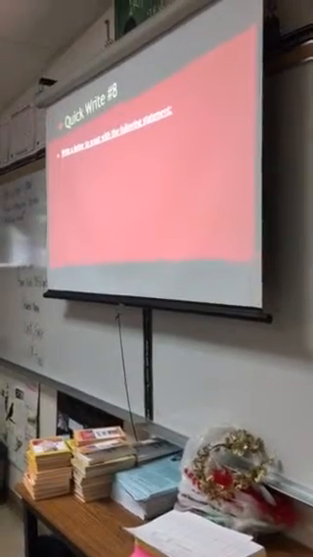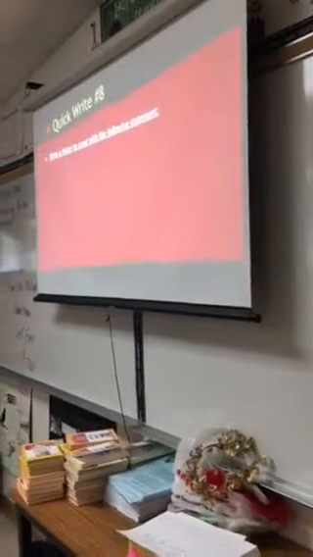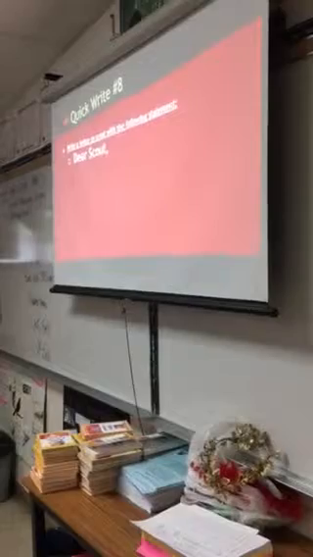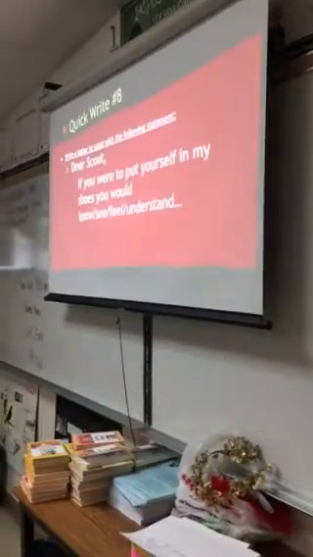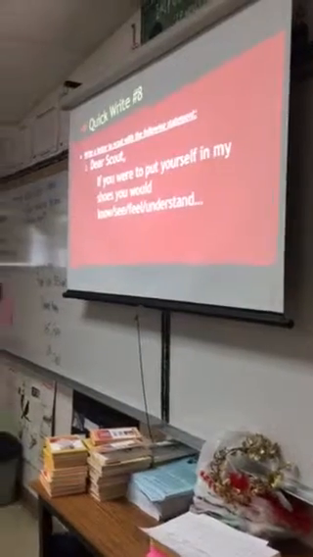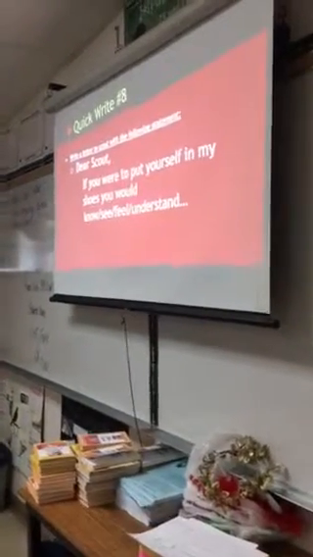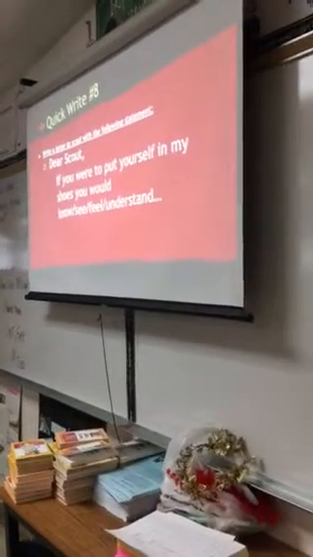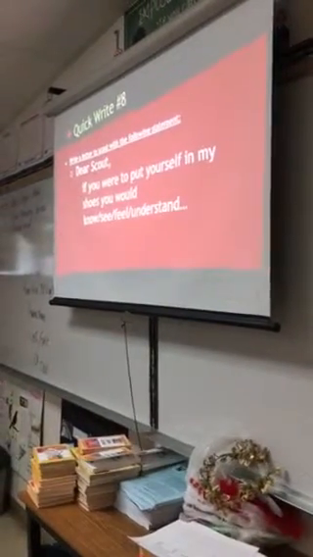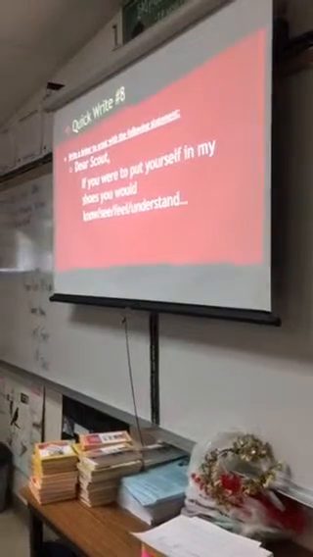As our pencils are down, I will go through what I expect from the Quick Write. I gave them a sentence starter, a sentence frame that they're going to use, and they're going to copy this word for word. They know right now they're parking their pencils, but I'll read this to them. So, dear Scout, if you were to put yourself in my shoes, you would feel, know, see, understand.